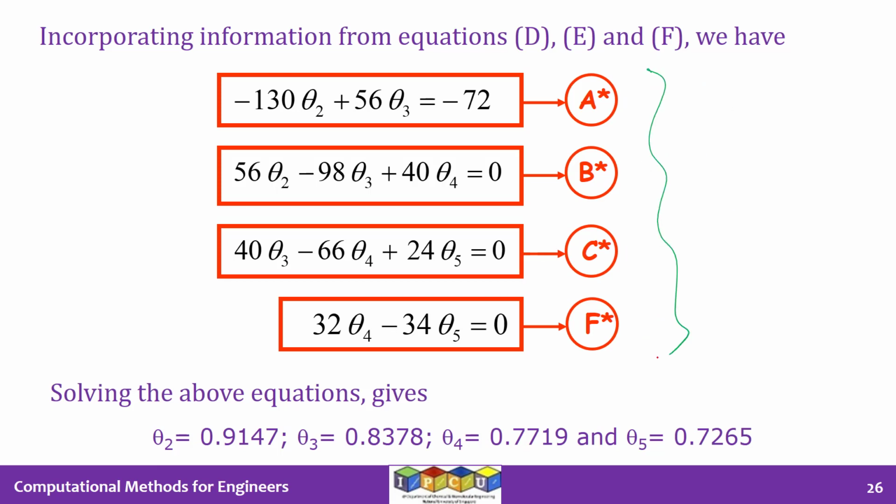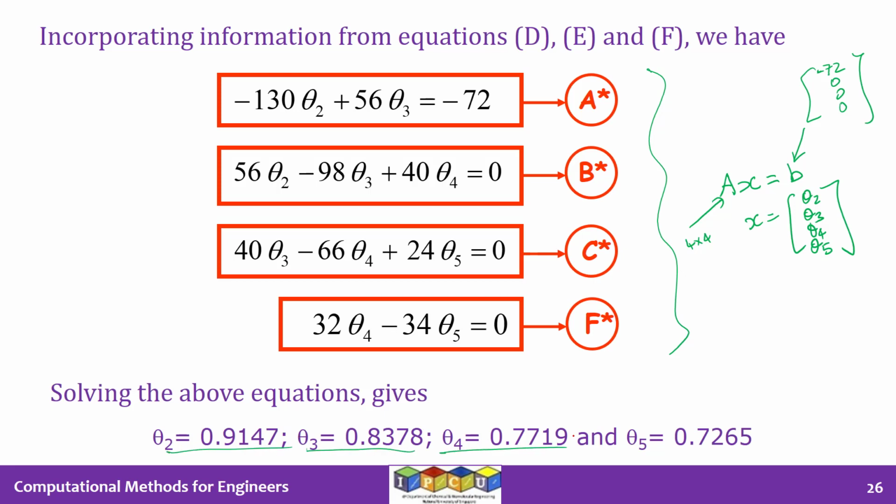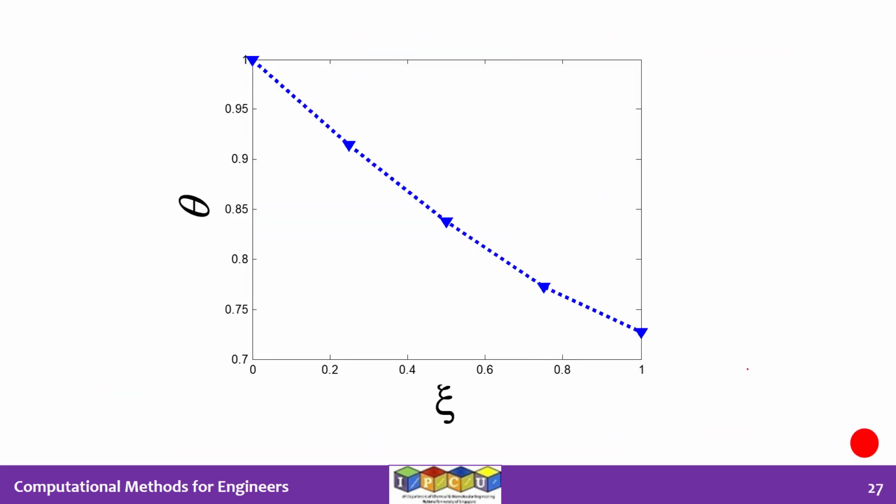And you can easily solve these 4 equations using matrix algebra. You can formulate it as AX equal to B, with X being theta 2, theta 3, theta 4, and theta 5. So A is going to be a 4 by 4 matrix, and B is going to be a 4 by 1 vector, which is going to be minus 72, 0, 0, and 0. So that is going to be B. So you can formulate this problem and solve it to get theta values at psi 2, psi 3, psi 4, and psi 5, and then you can plot it using the plot command in MATLAB.